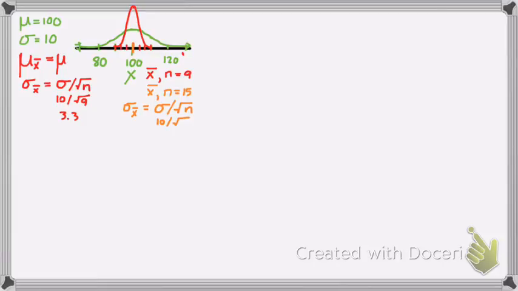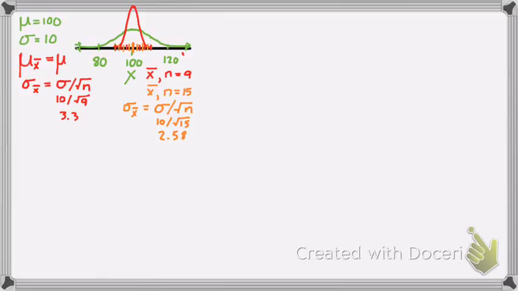Square root of 15 is just short of 4, so this is going to be about 2.58. That means if I were to sketch this distribution on the same graph, it would be even tighter. So instead of going out to 3 point something, it'd be about 2.5, which means the entire distribution would be a lot tighter in, something like that.